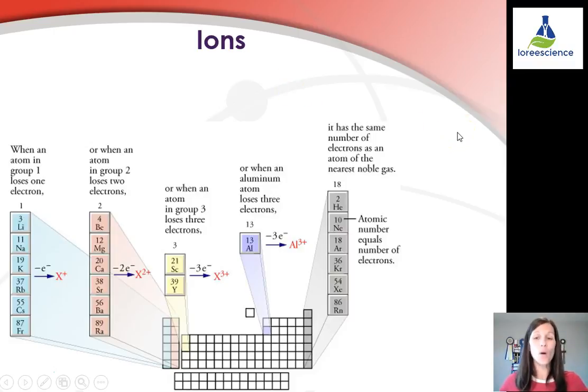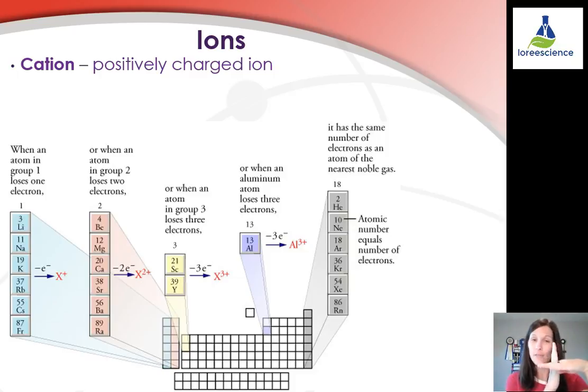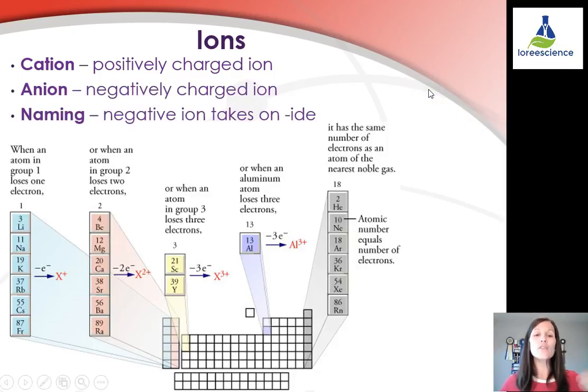So ions can be positive or negative. If they're positive, they're referred to as cations. I think of it as the T in the cation kind of looks like a positive charge. So those are any ions that have lost electrons. Anions are negatively charged, and I think the line across the A kind of looks like a negative sign. Those are ions that have gained electrons, those on the right-hand side of the periodic table.